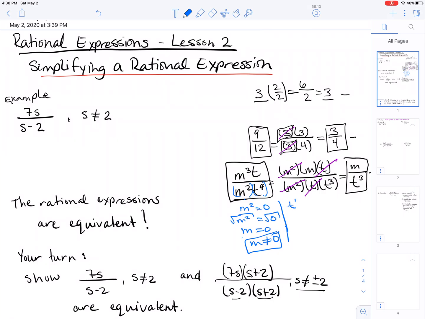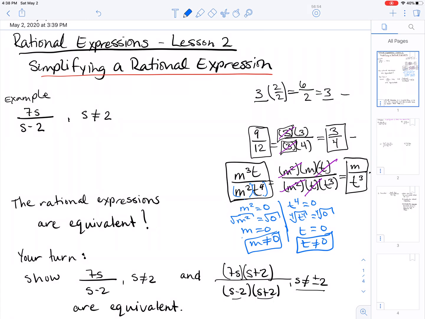And then let's look at t to the 4th equals 0. I'm going to take the 4th root of t to the 4th, and the 4th root of 0. So I know that t equals 0. So t cannot equal 0 is my non-permissible value. Now, why do I state that? Because I had two variables in the denominator, I have to state the non-permissible values. Always.